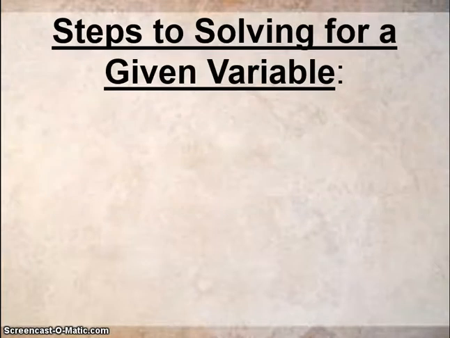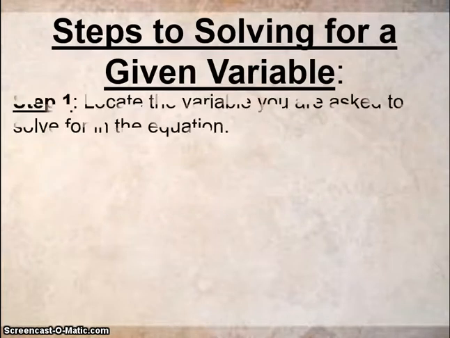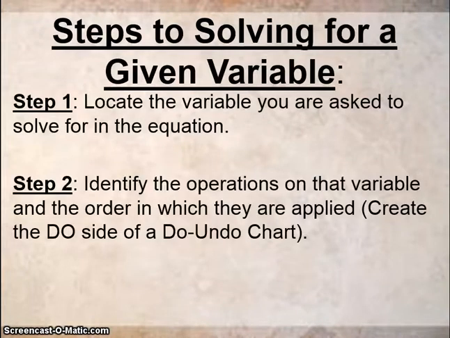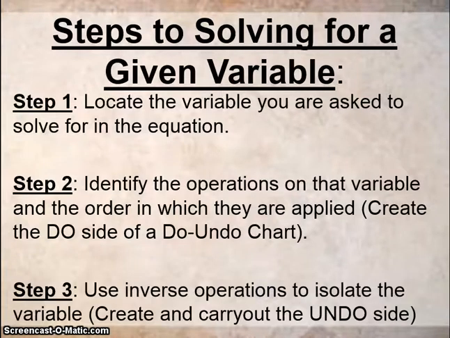There are 3 steps to solving for a given variable. Step 1 is to locate the variable you are asked to solve for in the equation. Step 2 is to identify the operations on that variable and the order in which they are applied. Create the do side of a do and undo chart. And step 3, use inverse operations to isolate the variable. In other words, create and carry out the undo side.